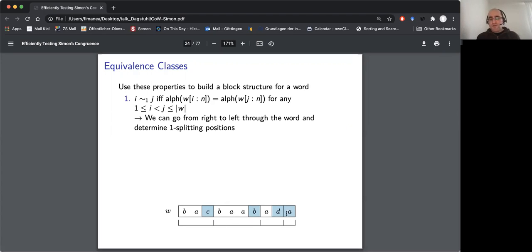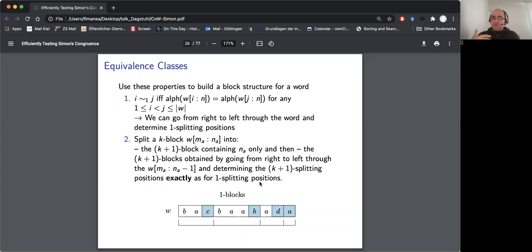Obviously, you start a new block with A, then comes D. This is a new letter, so a new block starts. Then you get an A. This occurred before, so this doesn't change the block structure. Then there's a B. This is a new letter, starts a new block, and this block extends all the way till we meet a new letter, which is C, and then this is the last block of the word when you go from right to left. So basically these are the 1 blocks.